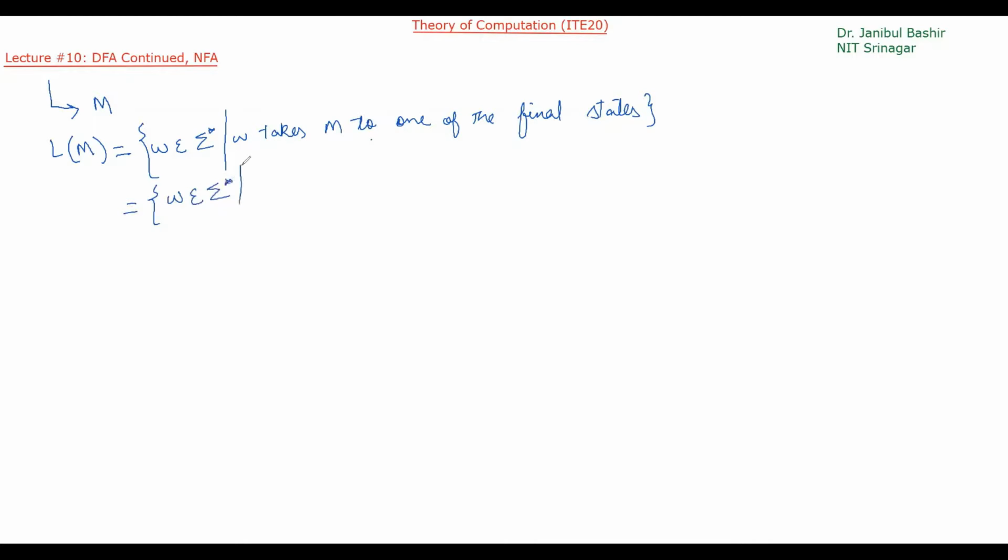Or we used to write it as W belongs to sigma star, such that delta star, the extended transition function, from Q0 on W, so that means the DFA from the initial state, when it consumes this particular string, will reach QF, such that QF belongs to the set of final states. Okay, so this was our DFA.